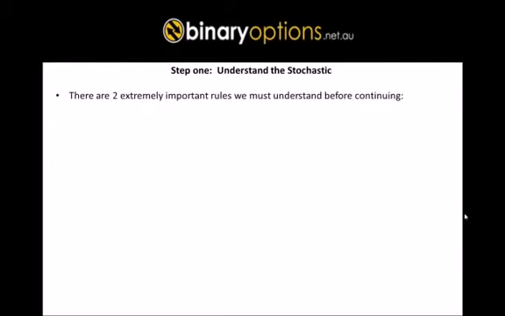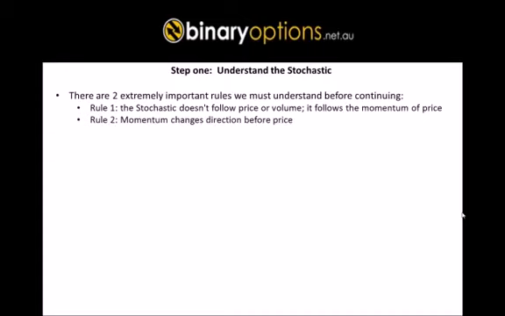There are two extremely important rules we must understand before continuing. One, the stochastic doesn't follow price or volume, it only follows the momentum of price. And two, momentum changes direction before price. This is why the stochastic oscillator is one of the most used momentum indicators out there.